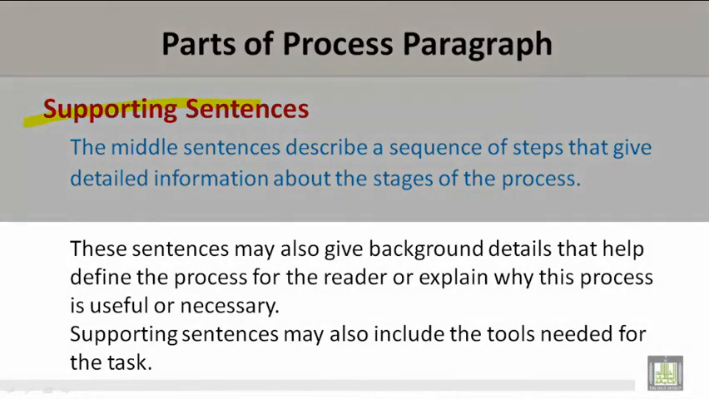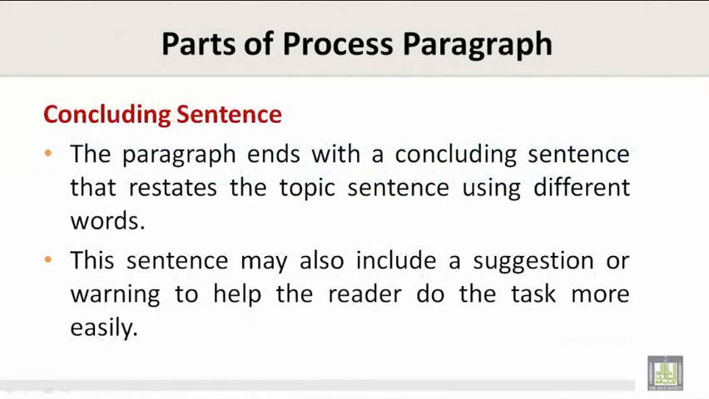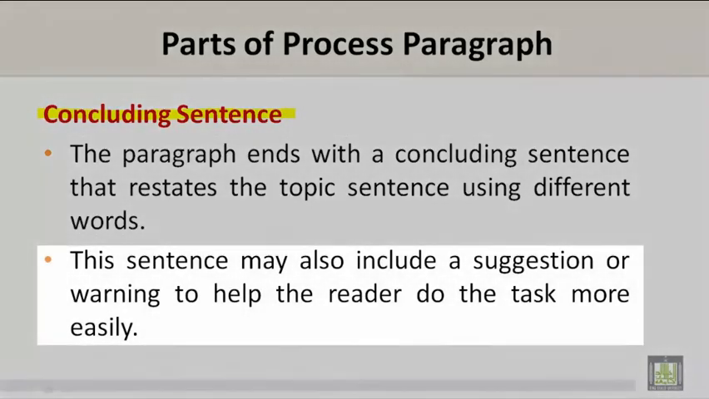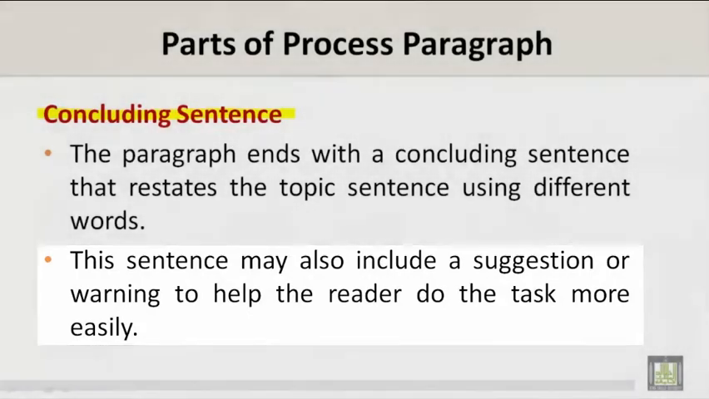These sentences may also give background details that help define the process for the reader or explain why this process is useful or necessary. Supporting sentences may also include the tools needed for the task. Concluding sentence: the paragraph ends with a concluding sentence that restates the topic sentence using different words. This sentence may also include a suggestion or warning to help the reader do the task more easily.